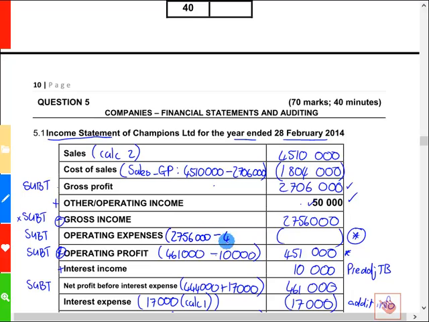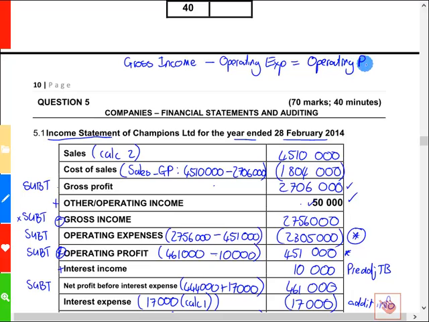Final answer is then 2756123 minus my operating profit. That's going to give me 2305123. Okay, remember gross income. If you're not sure how to calculate that, just write the formula for yourself as to how to get to the subtotals. Gross income minus operating expenses is equal to operating profit.